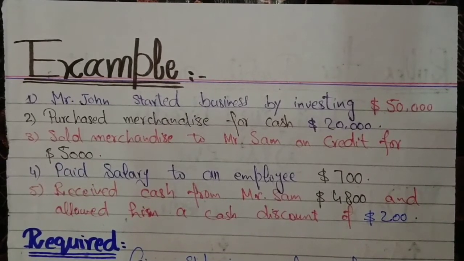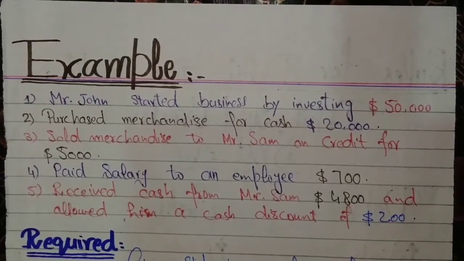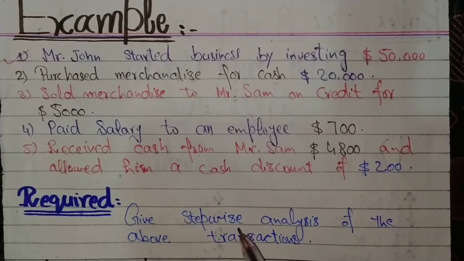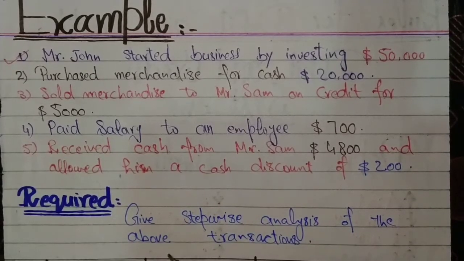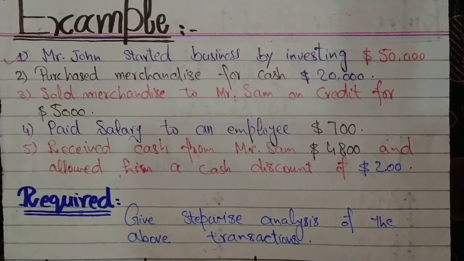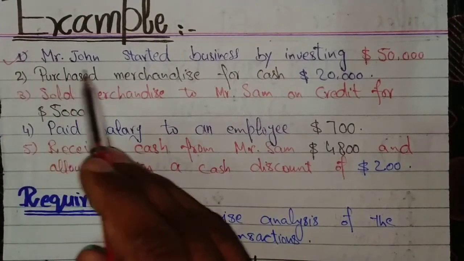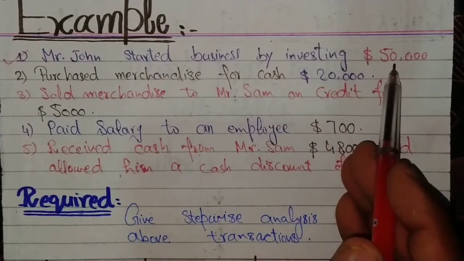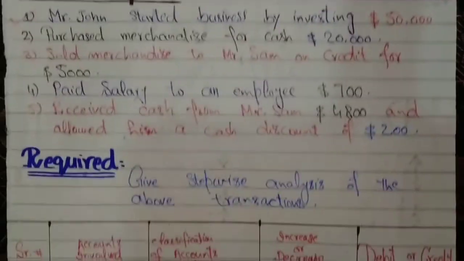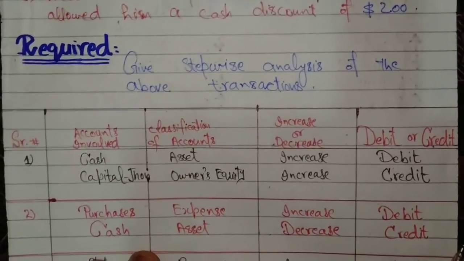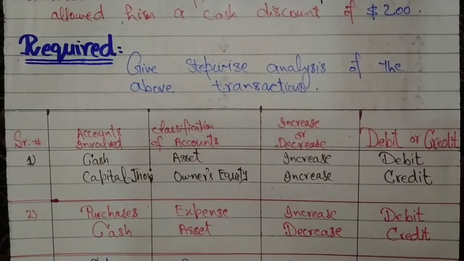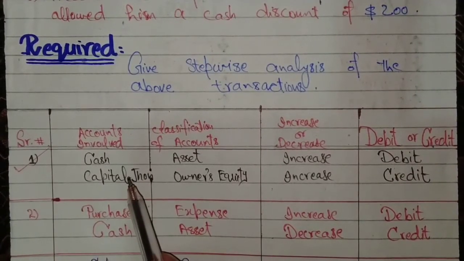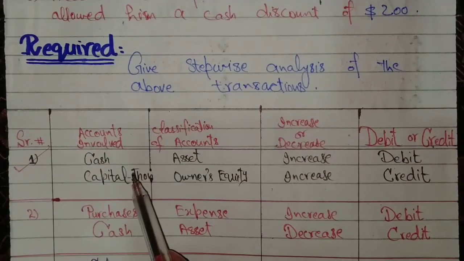practice makes perfect. So let's get started. Requirement of this example is give step-wise analysis of the above transactions. So first transaction is Mr. John started his business by investing $50,000. We will analyze this transaction with following format. Transaction number 1. Mr. John started business with $50,000.